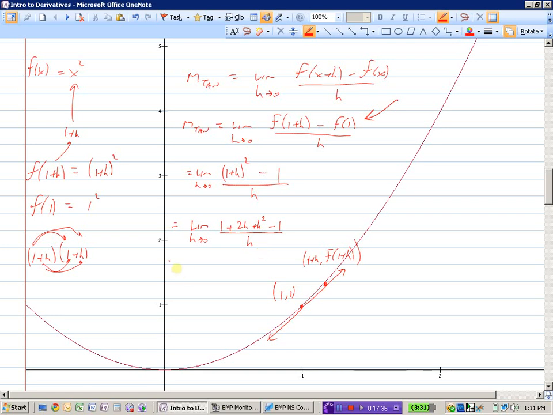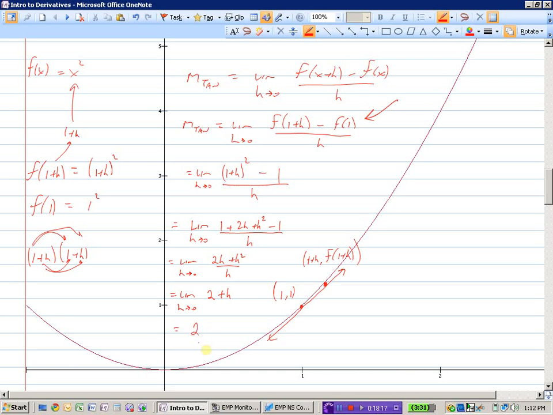And this tidies up very nicely, because the 1s would cancel out. And then in this particular question, you can see that this h in the denominator will cancel nicely with the h's in our numerator. So it's limit as h approaches 0 of 2 plus h when you divide both of these terms by h. And now we can substitute in 0 for h. And we get 2.